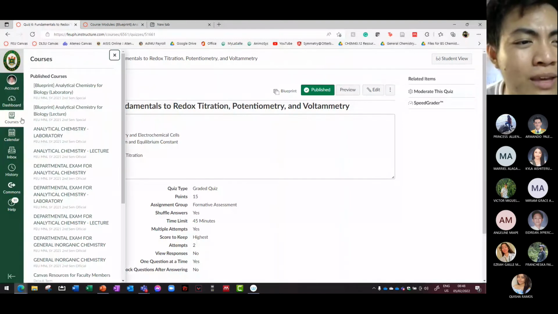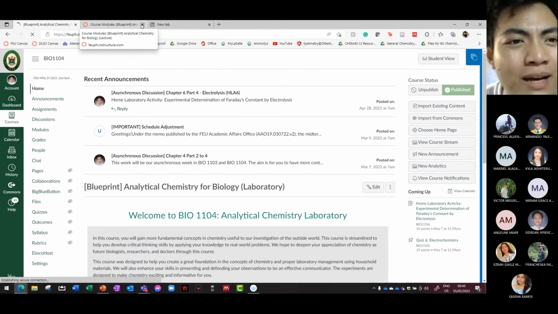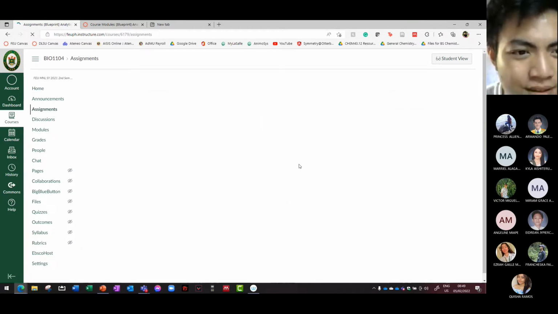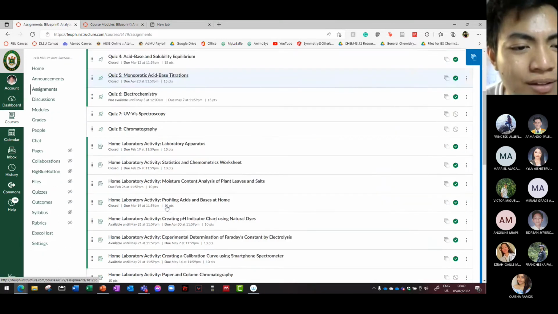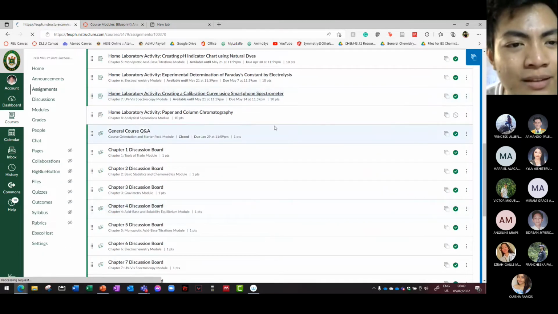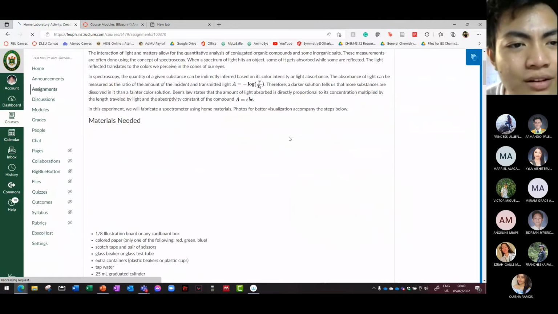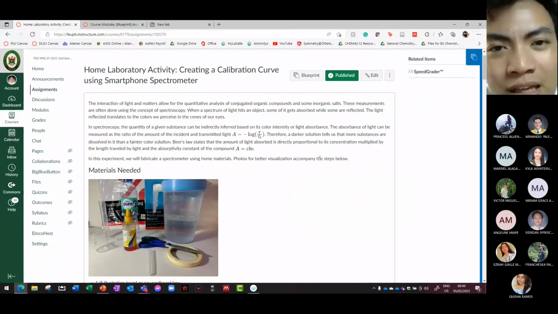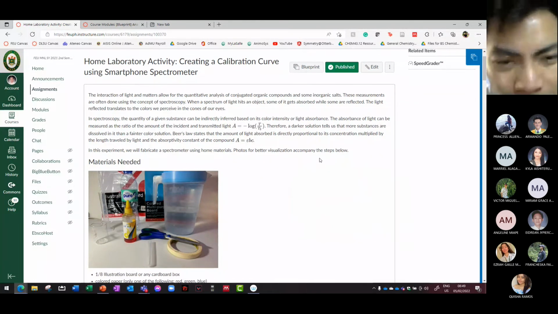In the lab, you will make use of absorption spectroscopy. Again, in absorption spectroscopy, your matter will absorb light, and depending on how much light is absorbed, it is related to the concentration. Pakita ko lang yung laboratory experiment done. Dito gagawa kayo ng spectrometer, and then you will use that spectrometer in determining the concentration.